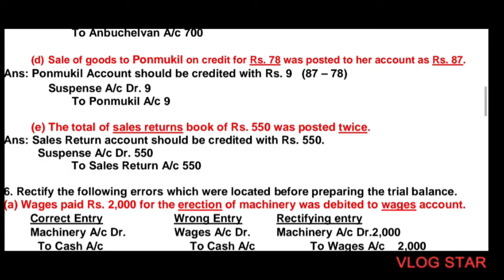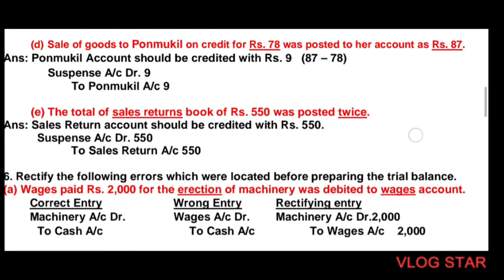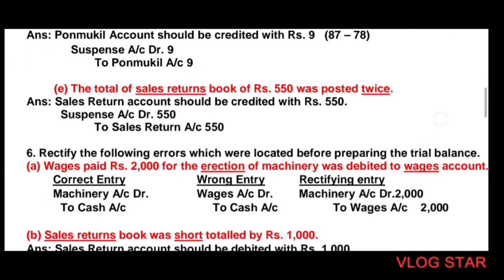Because her account only made the mistake, not the other account. So in her account only we have to write: Ponmukil account should be credited with rupees 9. The rectify entry is suspense account debit to Ponmukil account 9. Next question.